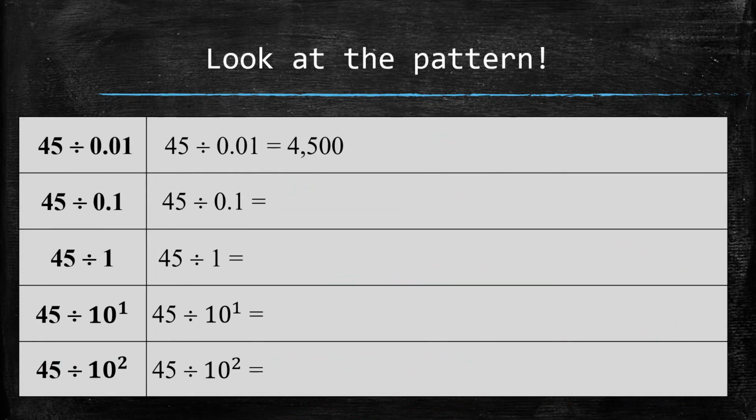Now, bringing all that knowledge together, we're going to look at the pattern. Our first problem is 45 divided by 100, giving us a quotient of 4,500. Following this pattern, we have 45 divided by 1/10, which is going to give us a quotient of 450. 45 divided by 1, 45. 45 divided by 10 to the first power, 4 5/10. And 45 divided by 10 to the second power, 45 hundredths.